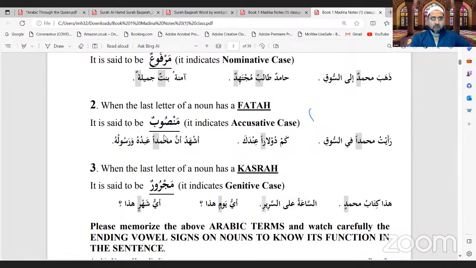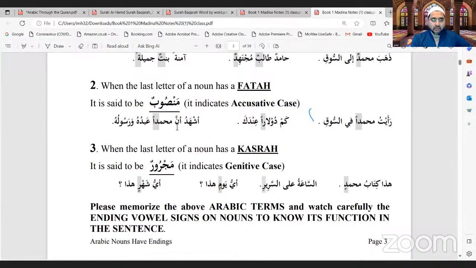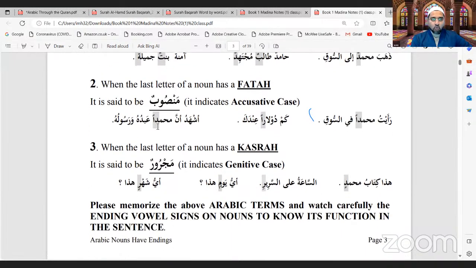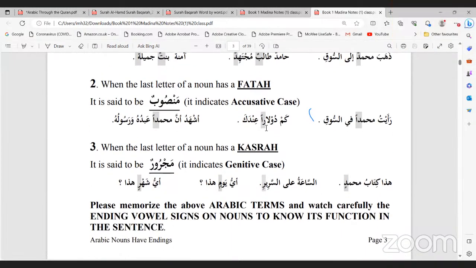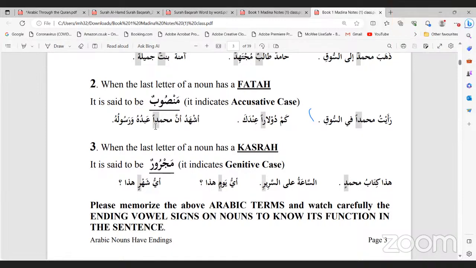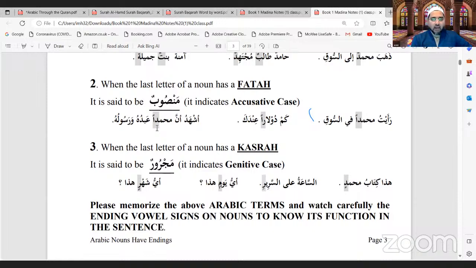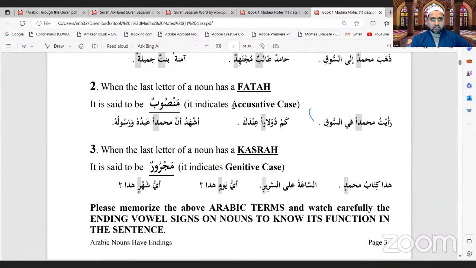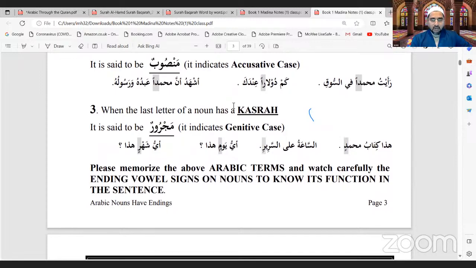Now, the next one, mansub. Ashhadu anna Muhammadan. Over there it was Muhammadun; here it is Muhammadan. Ra'aytu Muhammadan. Can you see the word Muhammadan? Of course, I'm not focusing on the translation at the moment. I just want you to understand that the word Muhammad comes in both, but here it gets a fatha, a zabar. So this is called mansub, and in English we call this the accusative case.